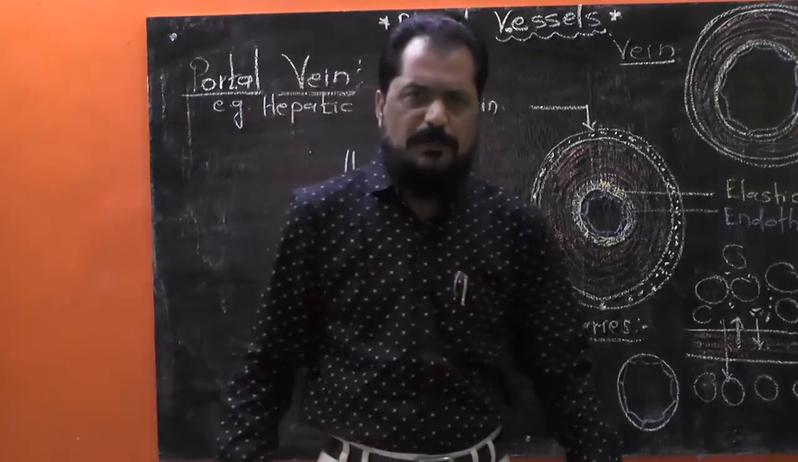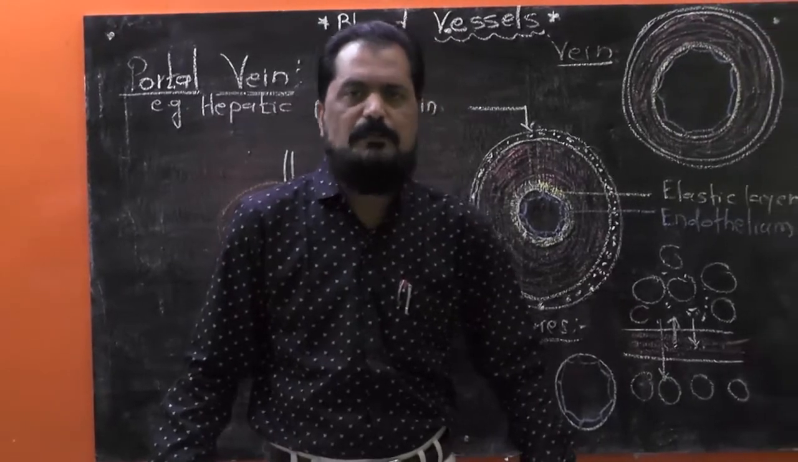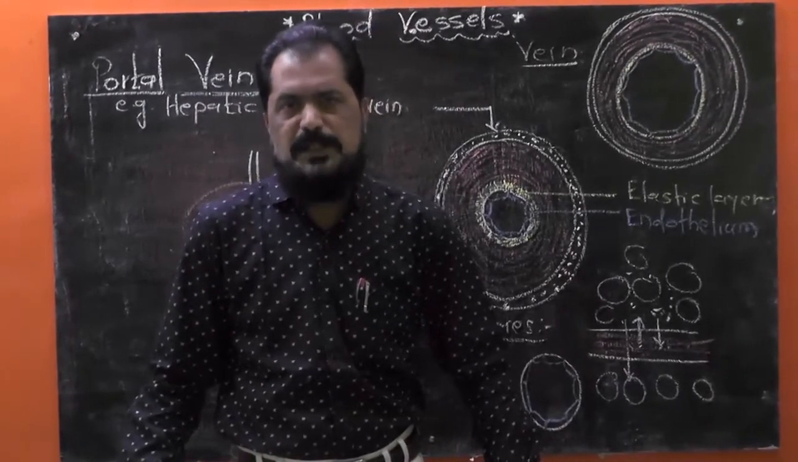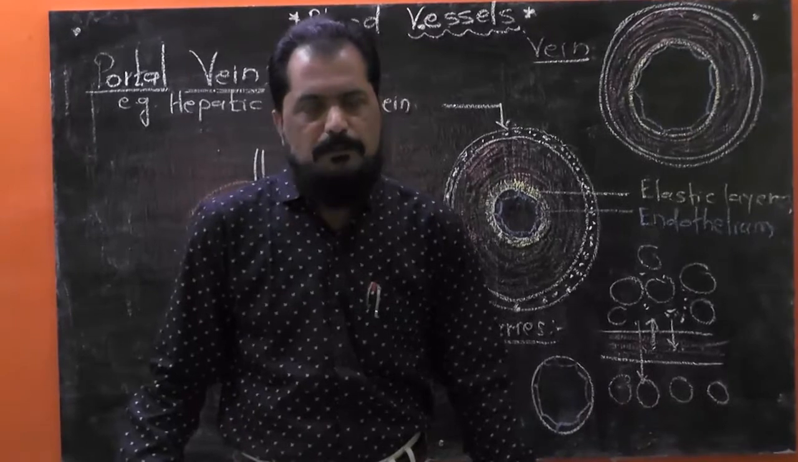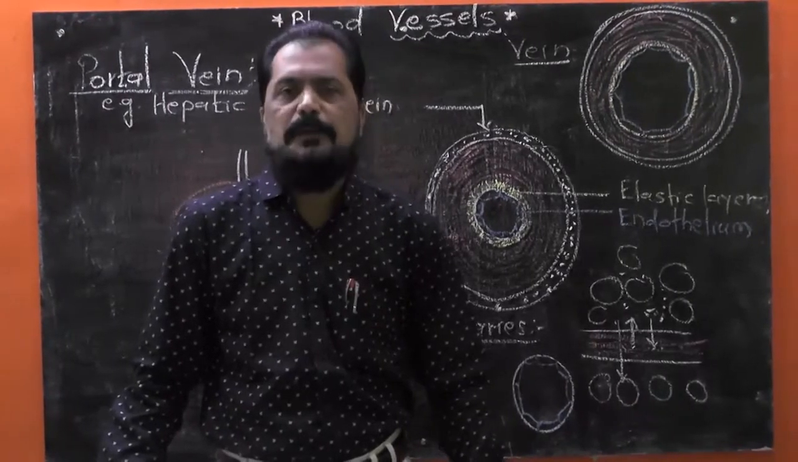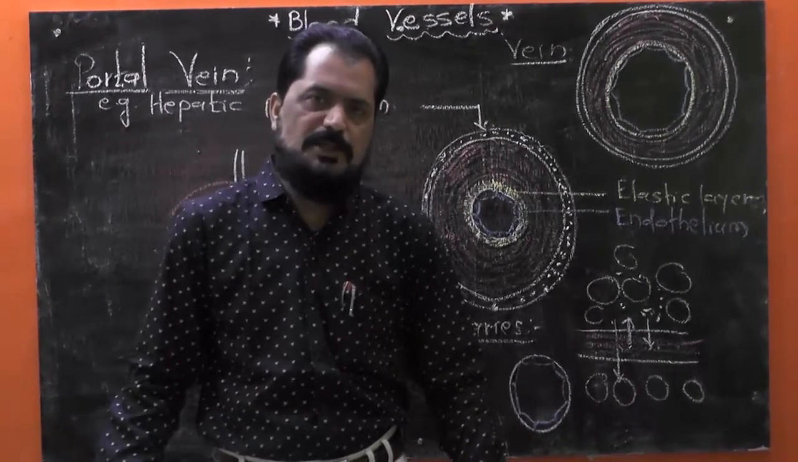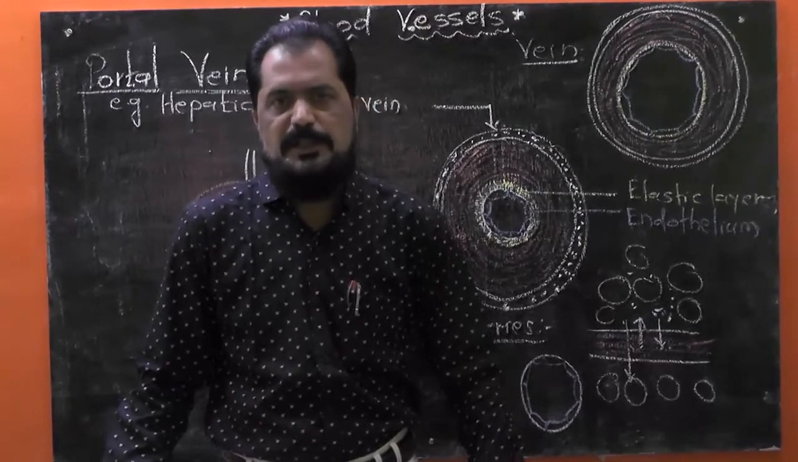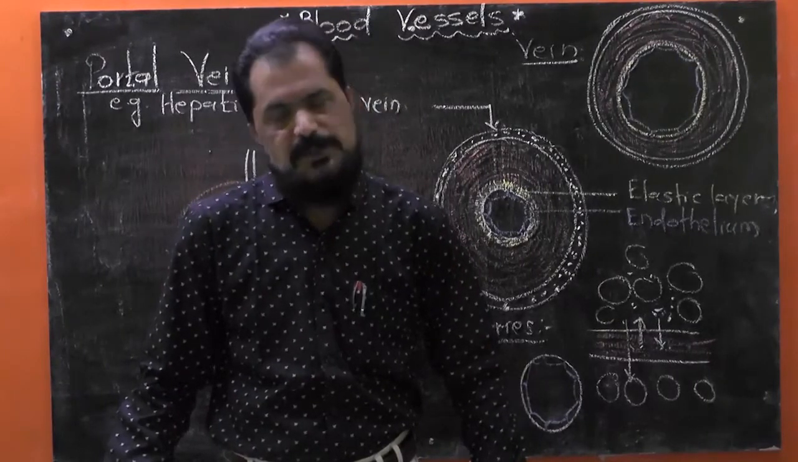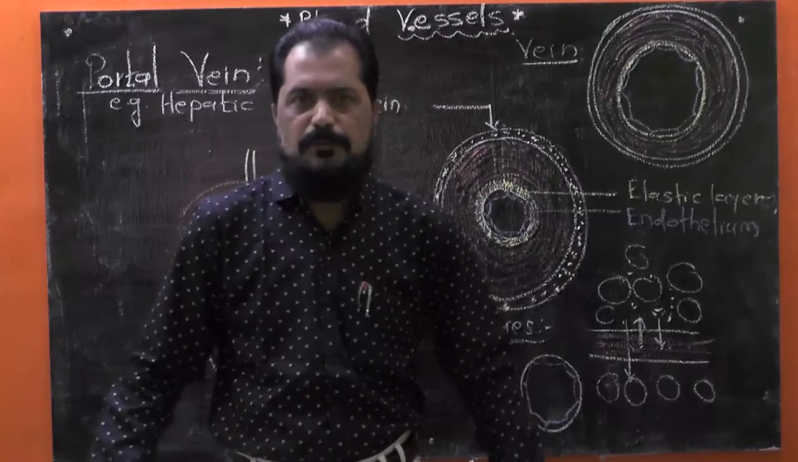In addition to that, there are some other blood vessels also, such as vasa vasorum and so on. But in this lecture, we have discussed the three major blood vessels, that is artery, vein and capillary, simultaneously about the portal vein.